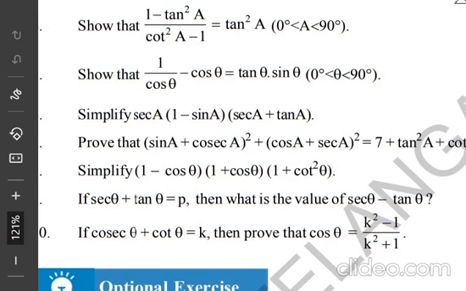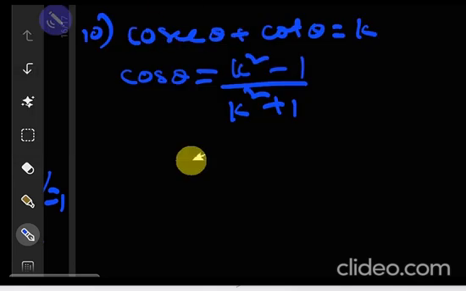Question number 10. Cosecant theta plus cot theta is equal to k. Then prove that cos theta is equal to k square minus 1 by k square plus 1. So this is the last problem of this exercise. Solution.